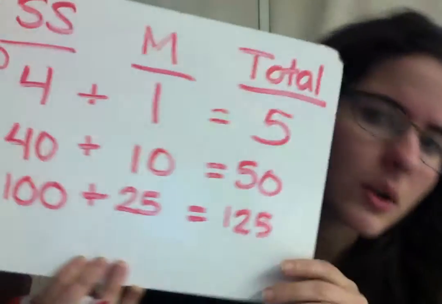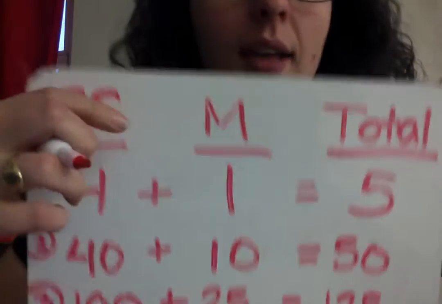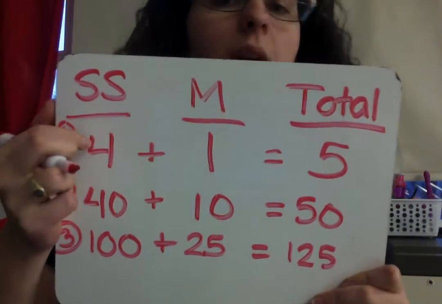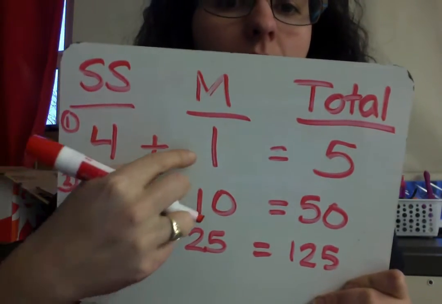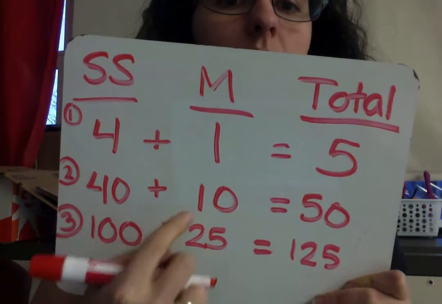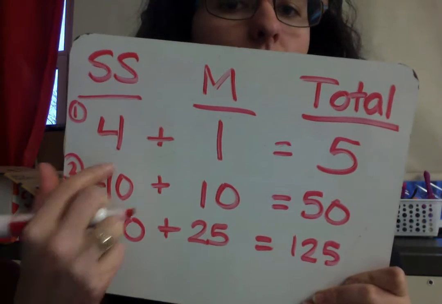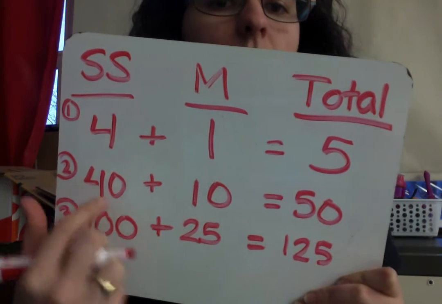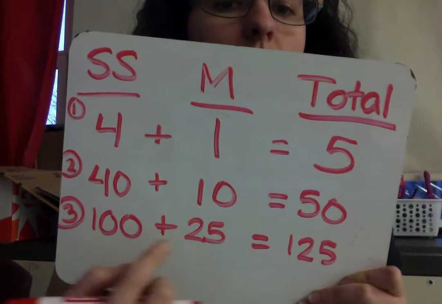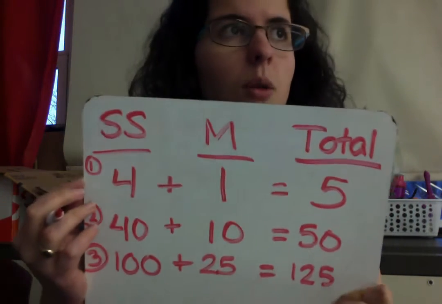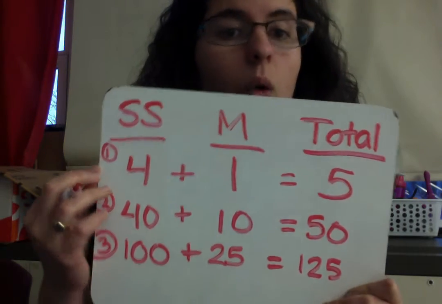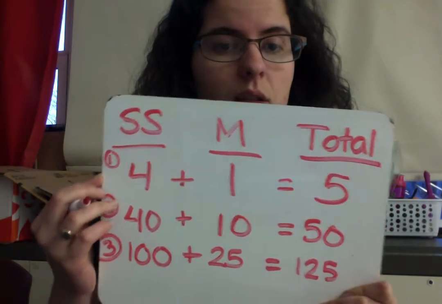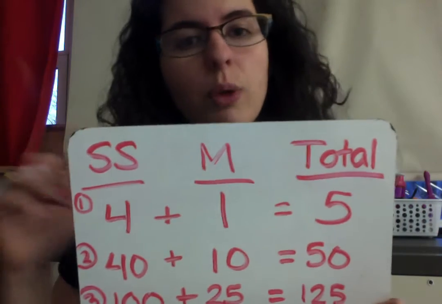So things that I notice. As I go from social studies to math, I appear to be dividing by 4. 4 divided by 4 is 1. 40 divided by 4 is 10. 100 divided by 4 is 25. So I'm cutting things into fourths, or I'm taking 25% of it. I could think of it either way, and I'm going to show both of the ways that could be represented.